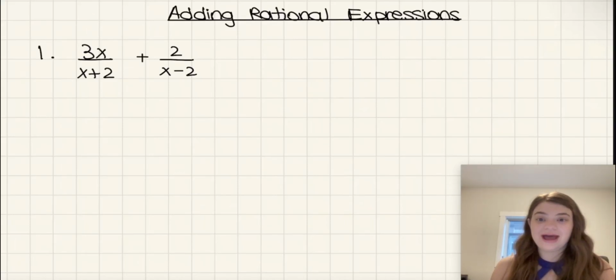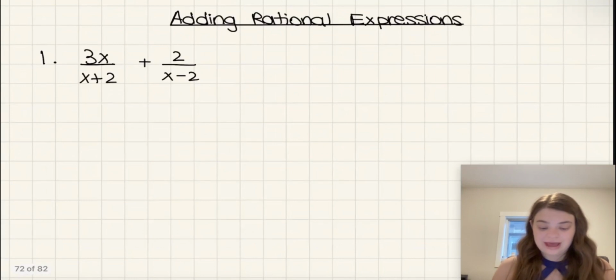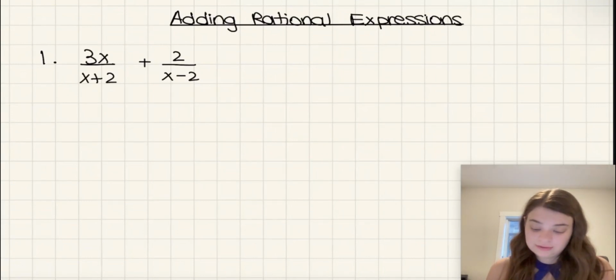Today, we're going to talk about adding rational expressions. We're going to be doing two examples today. So, for this first one, we have 3x over x plus 2, plus 2 over x minus 2.